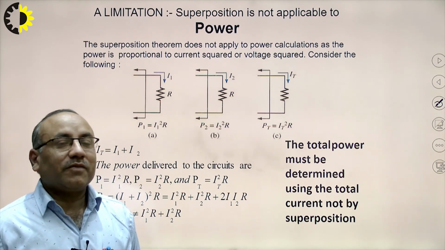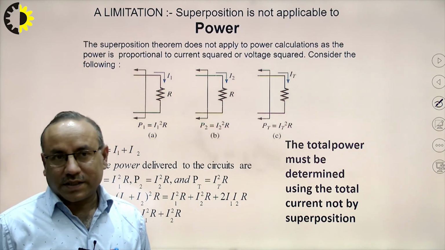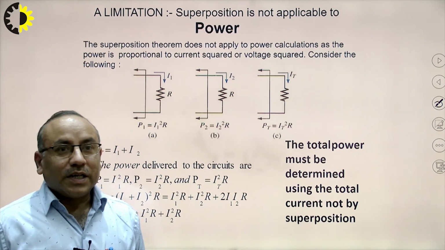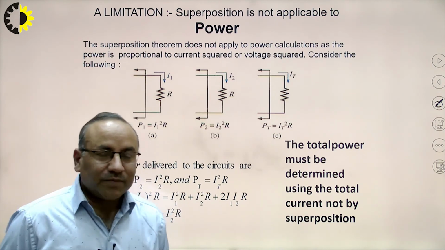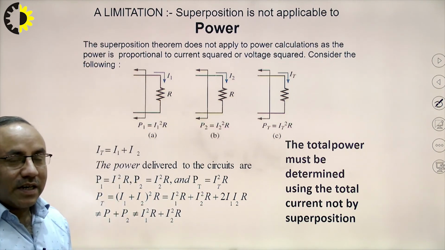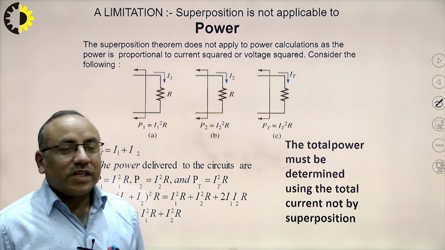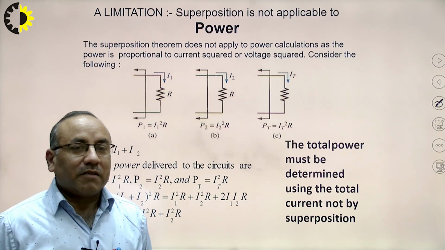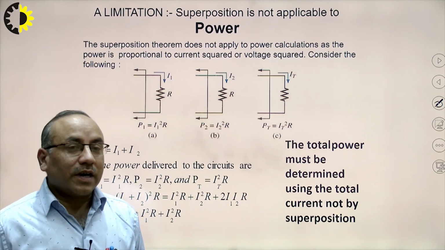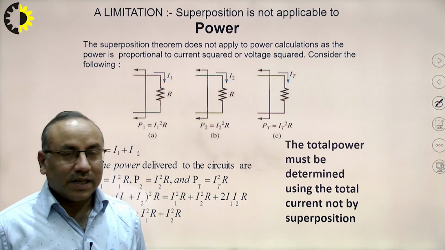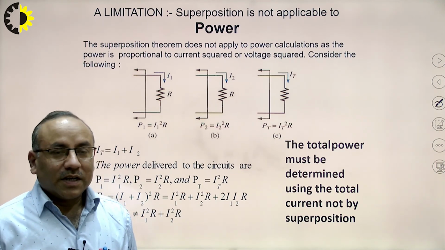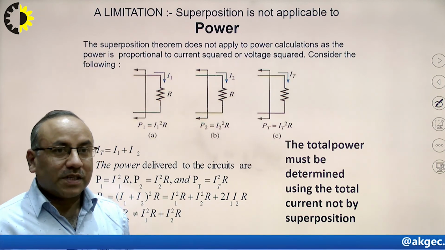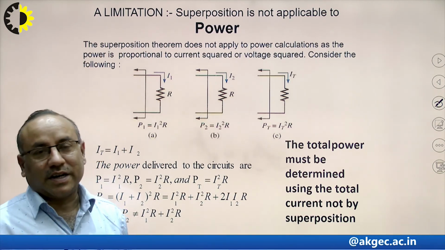And the simple reason for this is that power is a non-linear function of voltage or current, since power is given by V into I, or it is also given as I square into R, or V square upon R. That's why power is a non-linear function of current or voltage, and that's why the superposition theorem cannot be applied for finding power. As per the conditions, the superposition theorem is applicable for linear circuits.